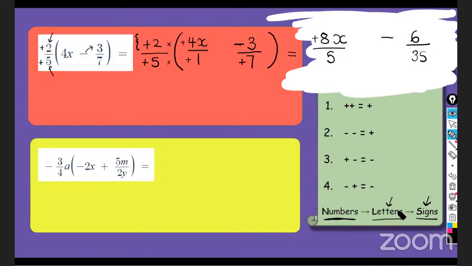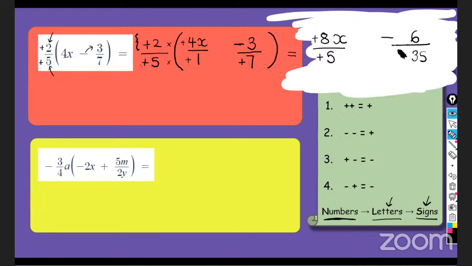What about the letters? Lucky for us, the underneath has no letters. Move on to the signs. The 5 is positive and the 1 is positive. A positive multiplied by a positive is a positive. And a positive multiplied by another positive is positive. By the way, this minus sign belongs on top of the minus sign. This number, the positive by the 2 and the negative by the 3 gave us -6.